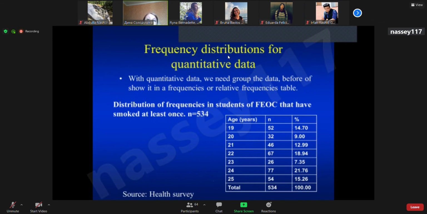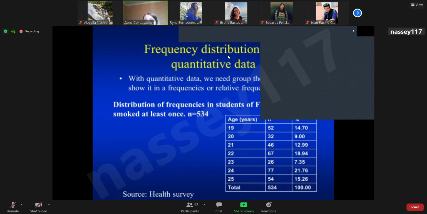Frequency distribution for quantitative data is also possible to use. For example, age is a quantitative parameter. But if we have distribution of frequencies in students that have smoked at least once, we put in the first column age, like you see, 19, 20, 21, etc.